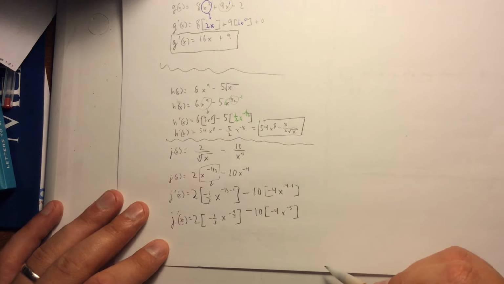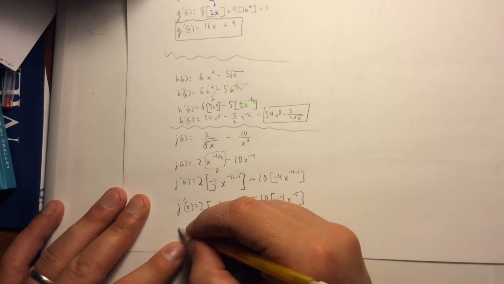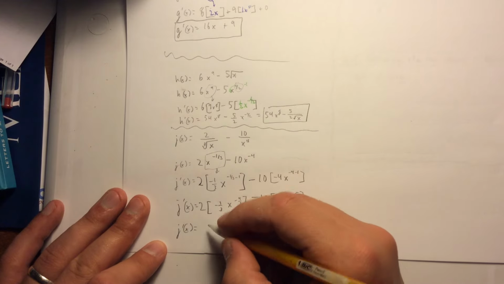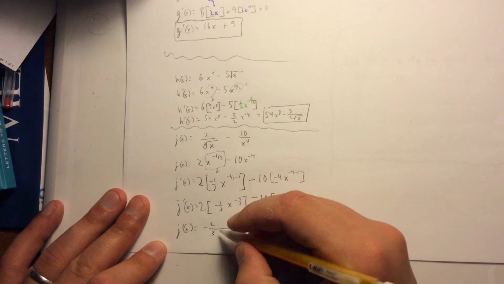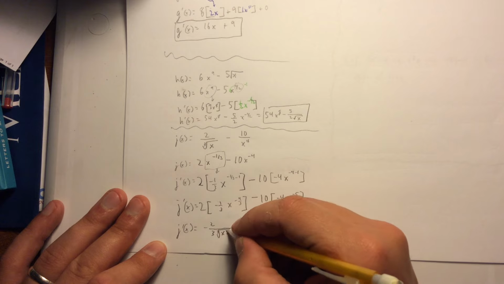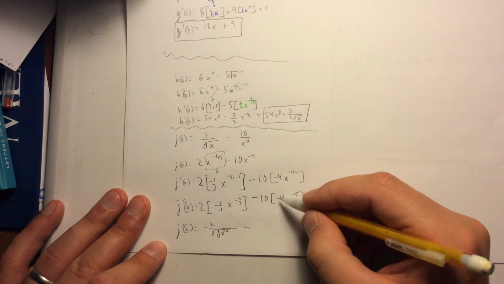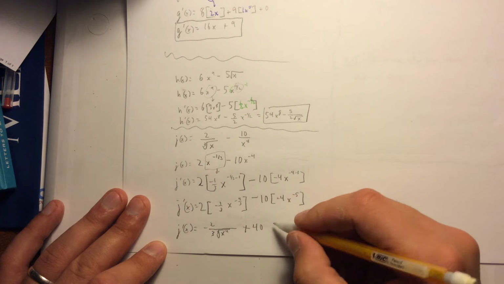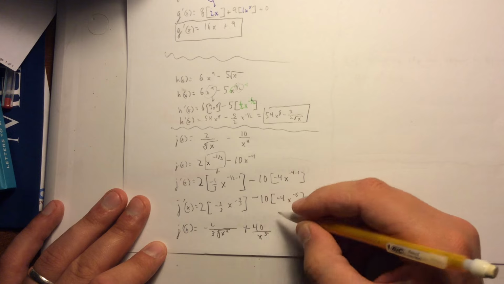You can leave it like this if you want to. That is perfectly acceptable. But just for fun, let's go ahead and clean it up. j prime of x is going to be, now it's going to be negative 2/3 cubic root of x to the 4th minus, oh, two negatives make it positive, 40 x to the negative 5th means it goes on bottom, x to the 5th.